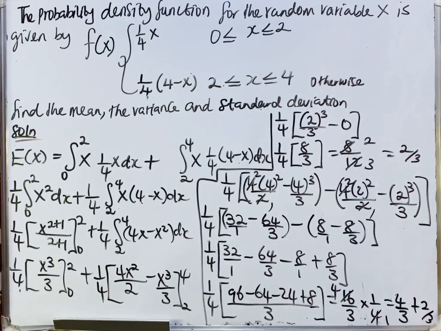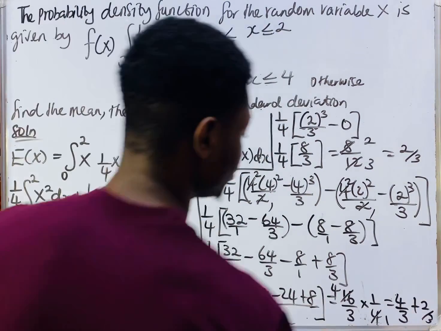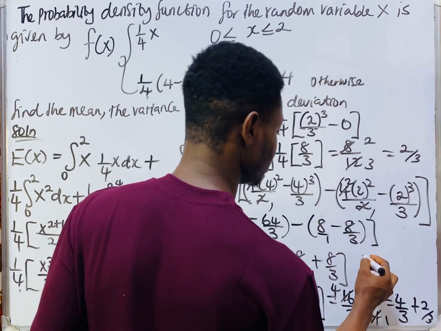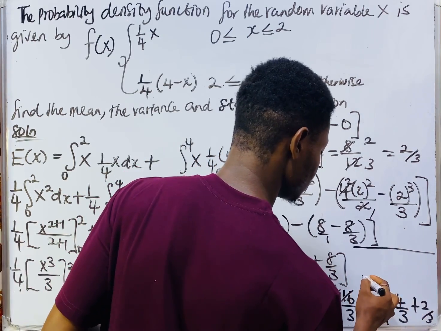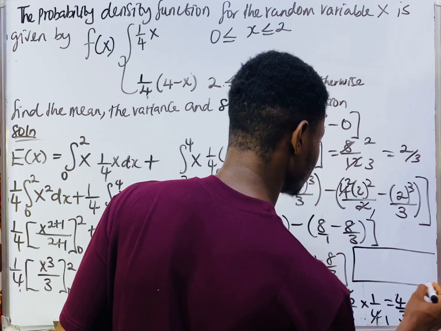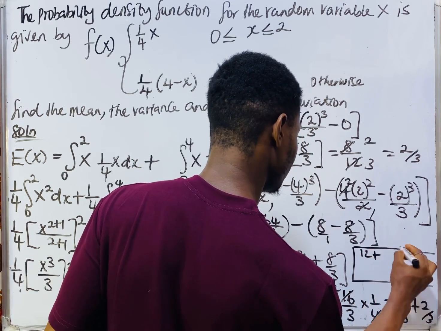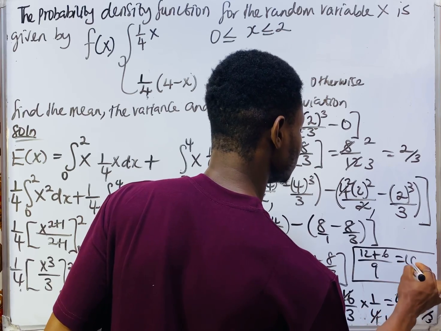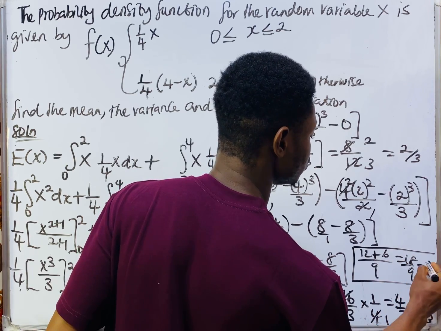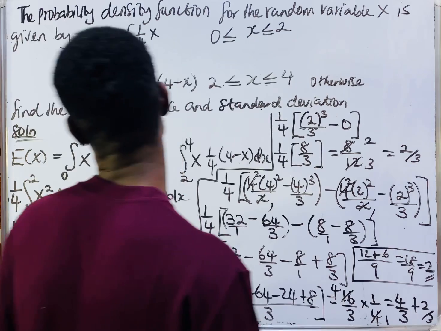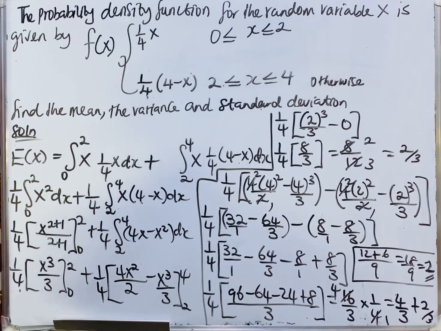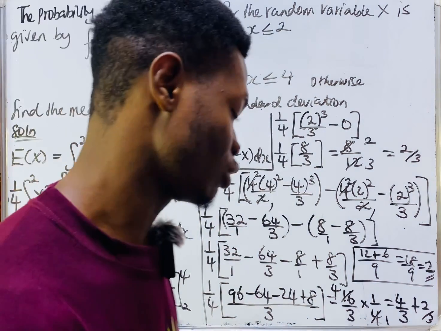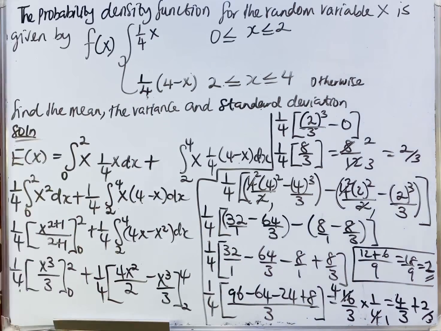Can you even see it? Good. Now when you do it, the LCM will give us what? 3 times 4, 12 plus 6 all over 9, which is 18 over 9, which is equals to 2. So our expectation of x is what? 2. Now we are going to still look for expectation of x squared. Let me clean the board.